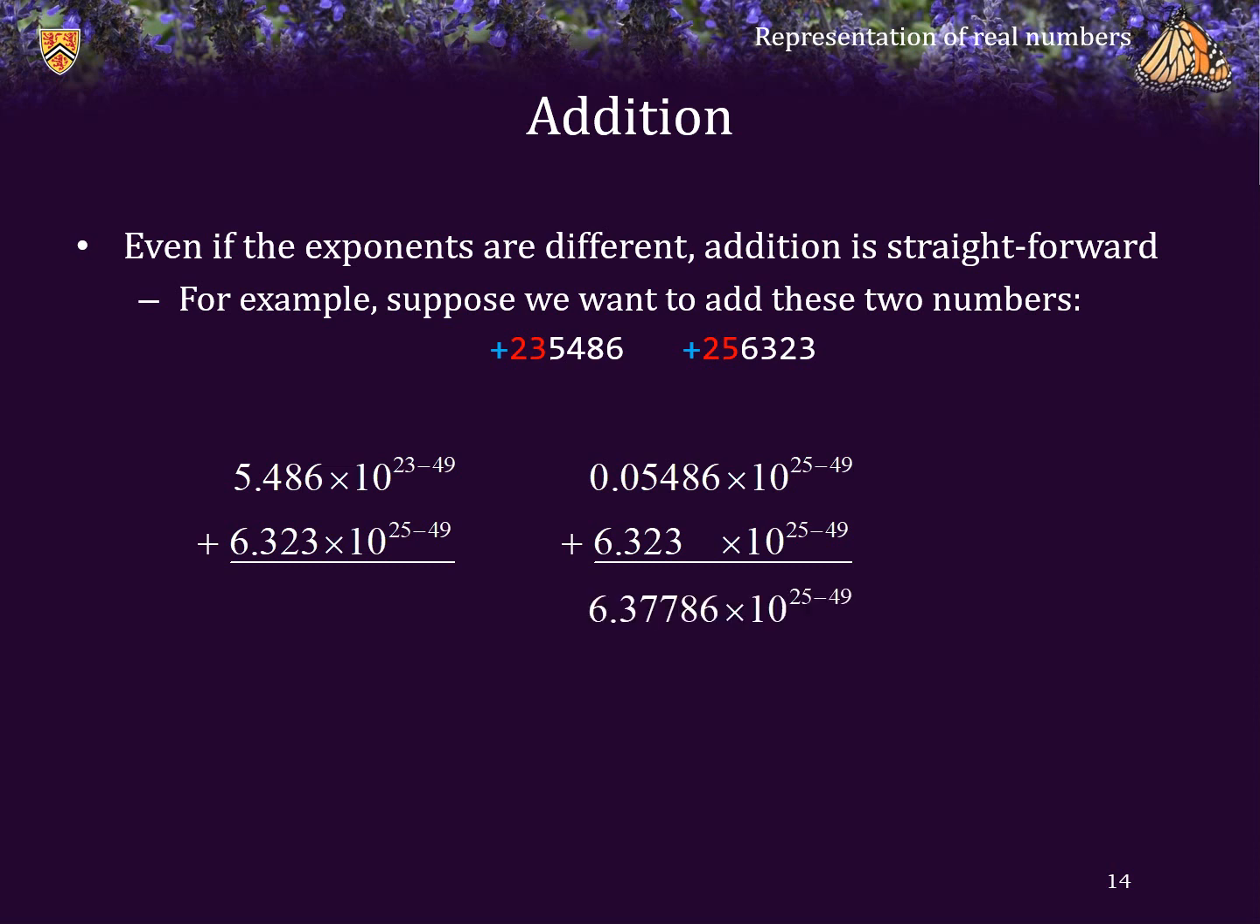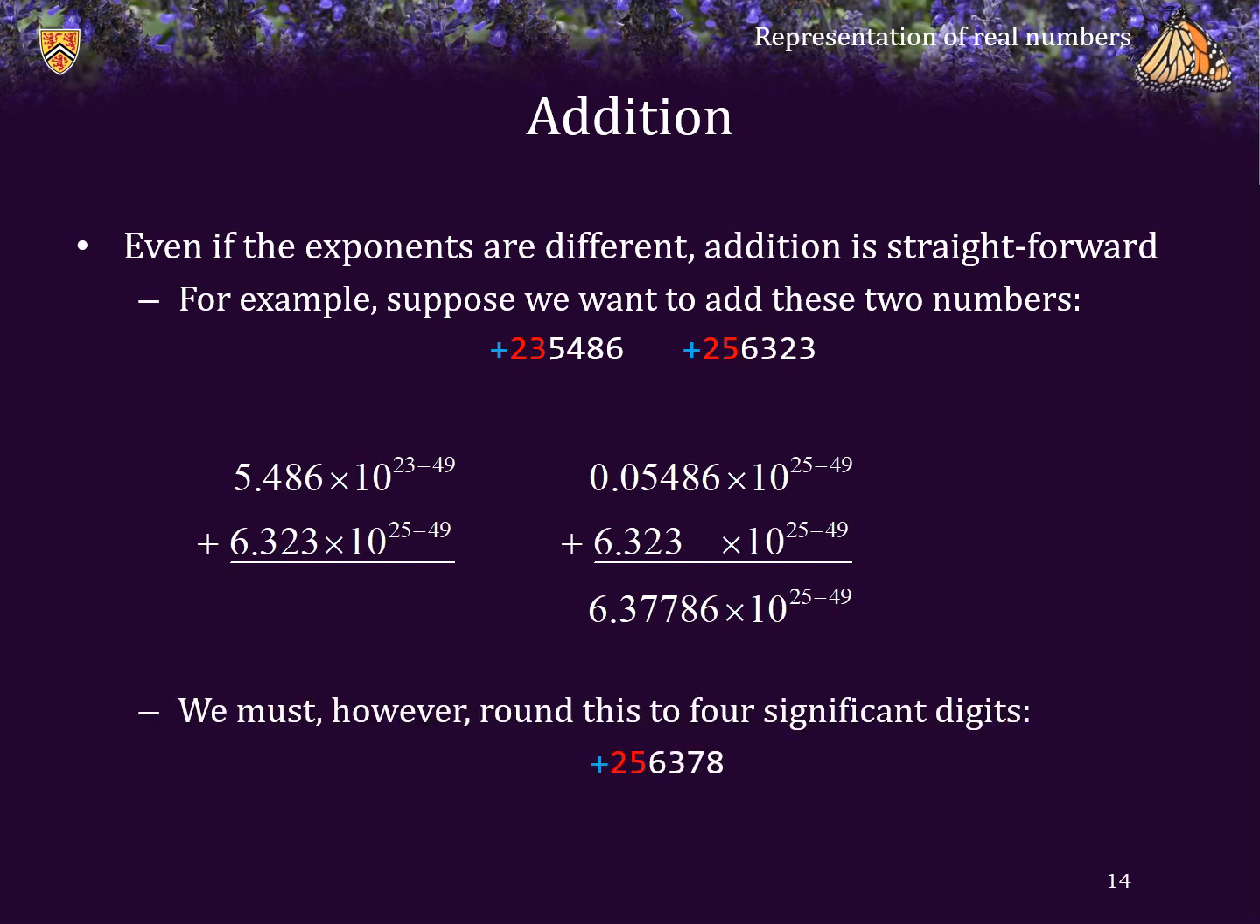All right, that gives us 6.3778 6 times 10 to the 25 minus 49. Once again, to store this in our standard representation, we must round to 4 significant digits. Rounding to 4 significant digits, that gives us 25 for the exponent and 6378 for the integer component and the 3-digit mantissa.